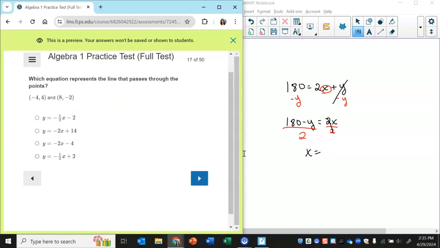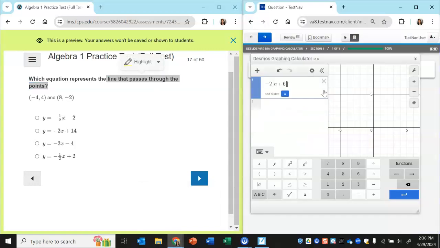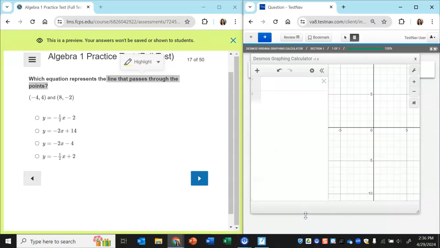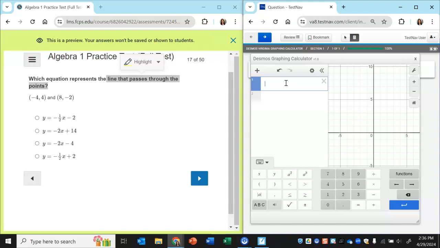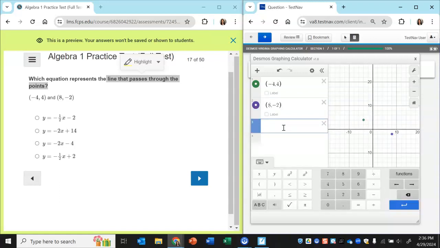It says here, which equation represents the line that passes through the points? So we're going to go ahead and plug in the points in Desmos. Whenever you're plugging in the points, just make sure to use the right format. So that's parentheses, -4, comma 4. So there's one point, and then the other point is 8, comma -2. I don't see that point, so I zoom out a little bit. There it is. So I'm just trying to look for the graph that goes through it.